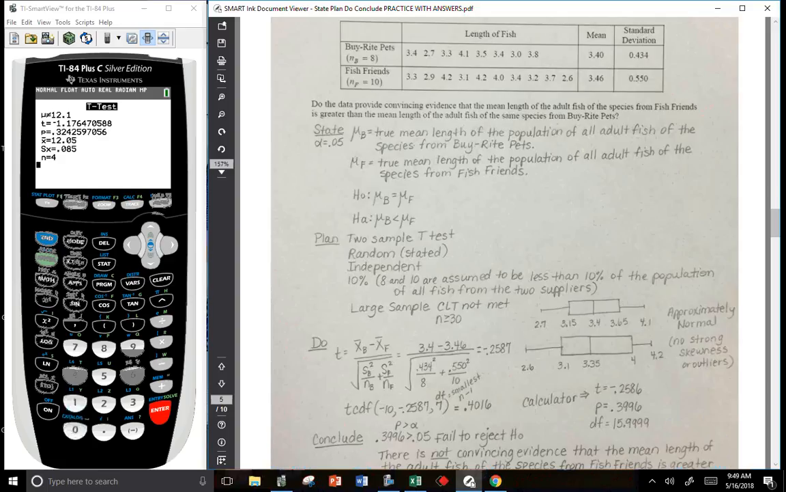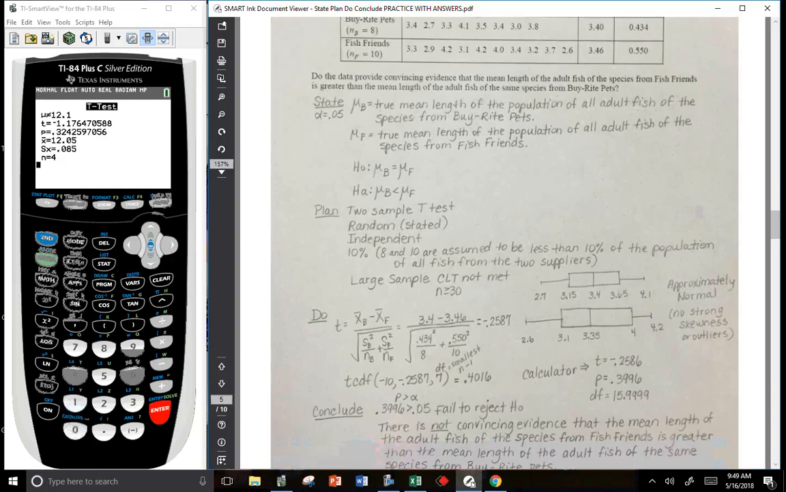So in list 1, I'm going to put 3.4. I'm going to type these in really quick. I wish I had hours with y'all. I'm sorry. 2.7, 3.3. And then in list 2, I'm going to put the Fish Friends data.